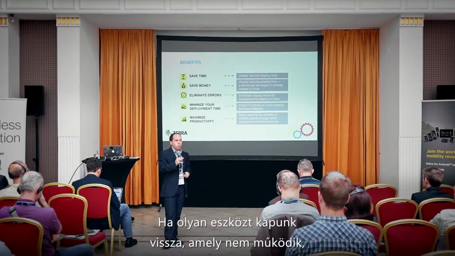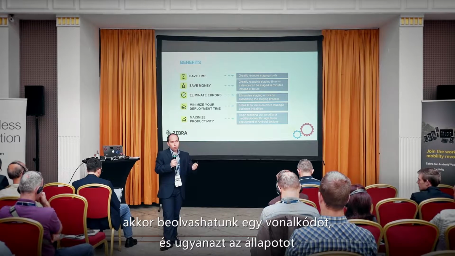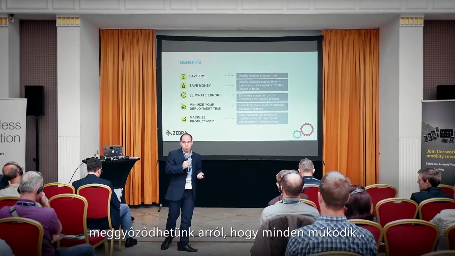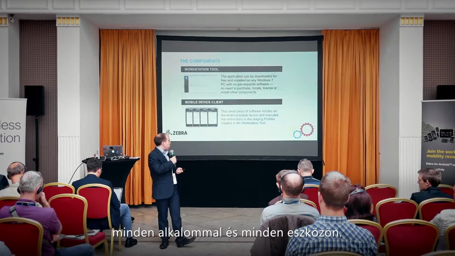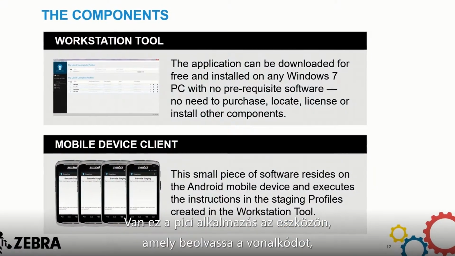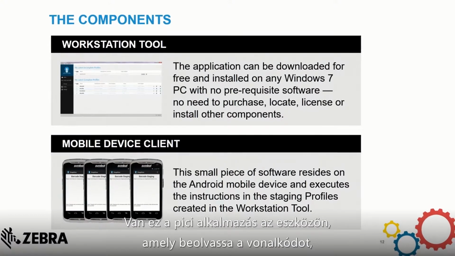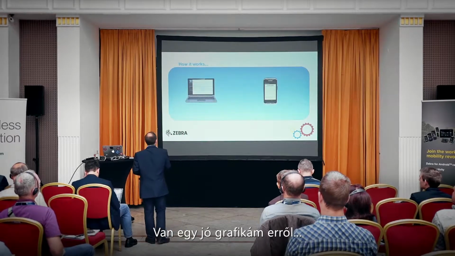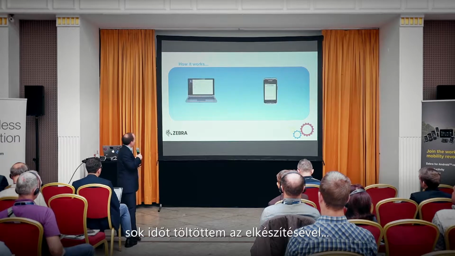If you get one back from a user and he goes, it's not working, you can scan a barcode and reconfigure it to exactly how it was before so you know it's exactly right. So all these things around quicker, make sure it's right first time, all fits. There's a little app that sits on the device that reads the barcode, and then there's a PC workstation. And if we think of it in a way, I've got a really fancy graphic here. I spent a long time on this.